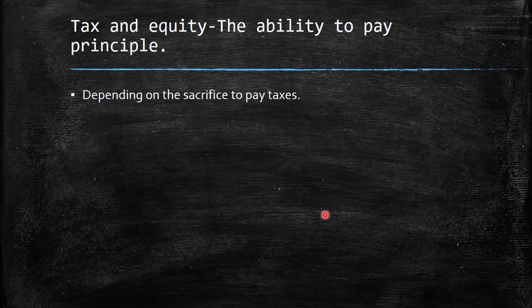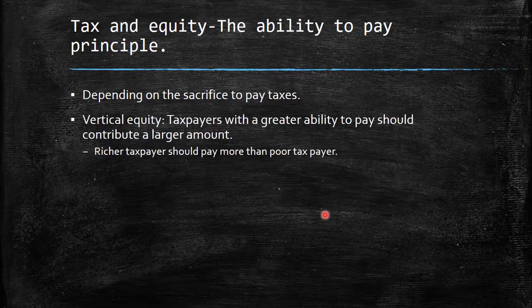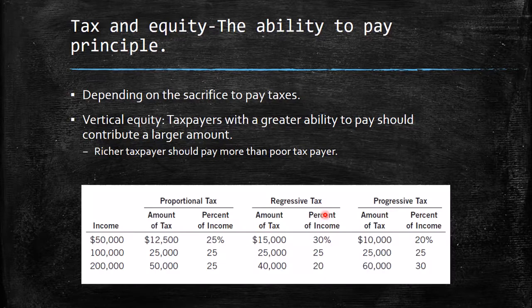So in this case we have the other part, which is the ability to pay principle. This is basically depending on the sacrifice to pay taxes. It is divided between vertical and horizontal equity. The first one is vertical. Taxpayers with a great ability to pay should contribute a larger amount. Basically it says that richer taxpayers should pay more than poor taxpayers.